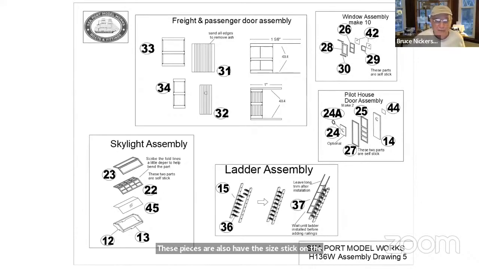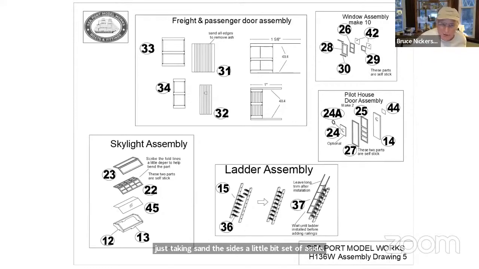The pilot house door starts with a number 44, which is a piece of clear acetate. Then you have 14, which is the basic door, 25, which is a trim, lays on top of 14, 27 is a trim, lays on top of 25, 24 lays on top of 25, and 24A is a little round piece that lays on top of 24. Now you have a sandwich door. It's ready to go. Just take and sand the sides a little bit, set it aside.